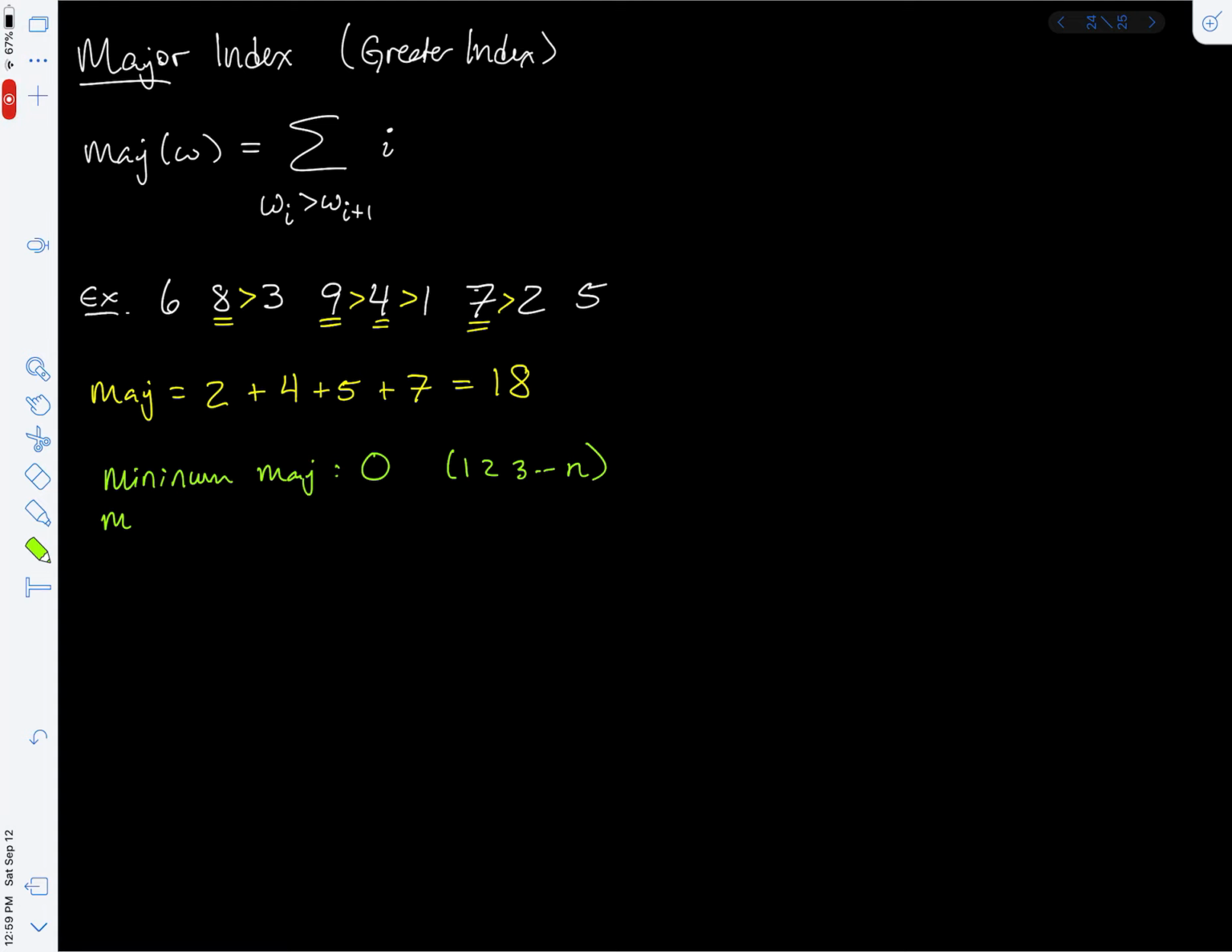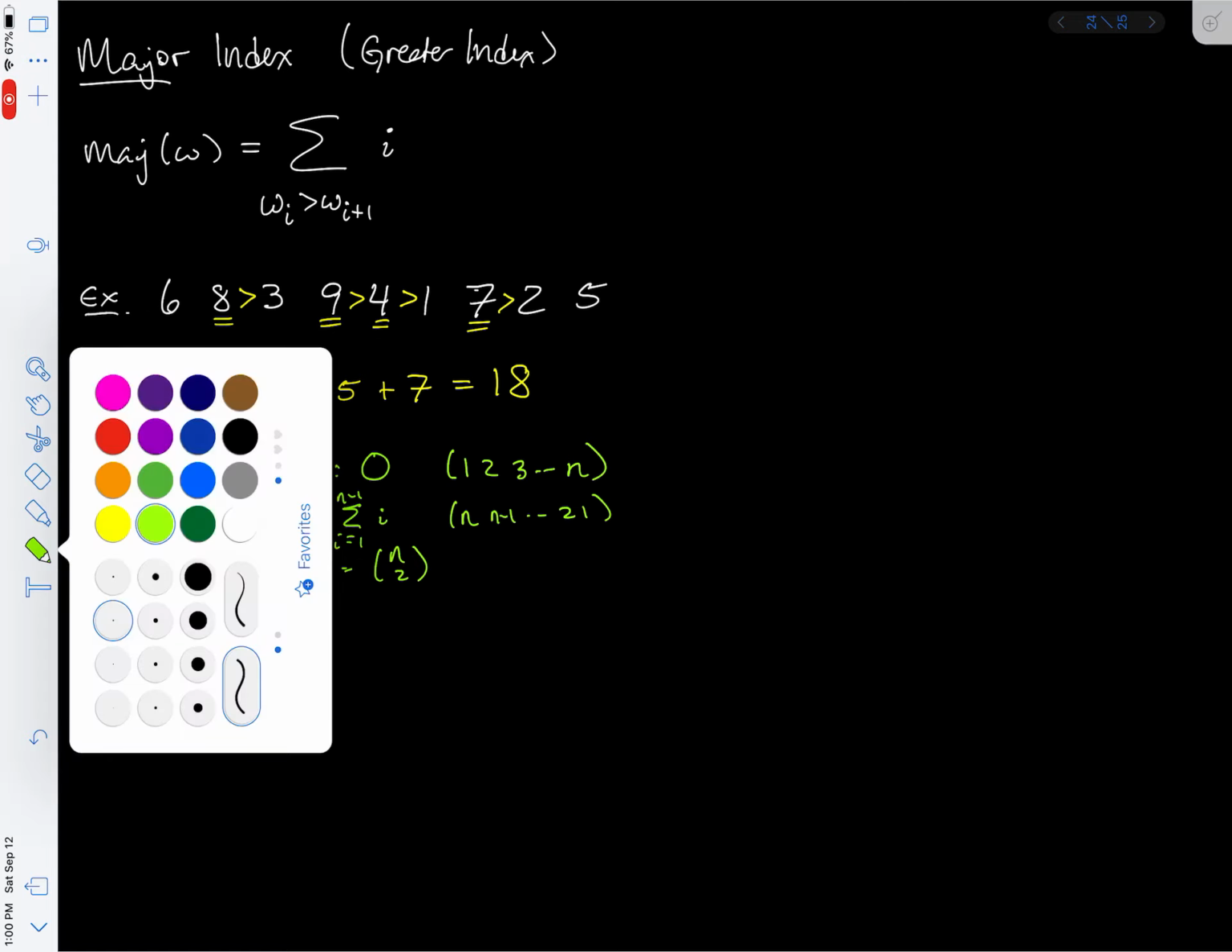Well, what's the biggest that you could get? That's another thing that we can consider. What's the maximum MAJ? Well, the maximum MAJ would be if we had a descent everywhere possible. So that's going to happen when we have the permutation n, n minus 1, all the way down to 1. And now we're adding up the numbers 1 up to n minus 1. So this is the sum from i equals 1 to n minus 1 of i, which of course is n choose 2. So those are our extreme cases.